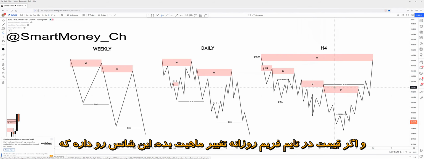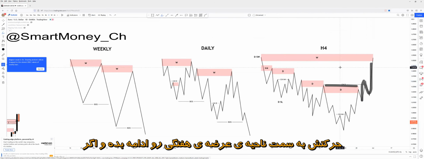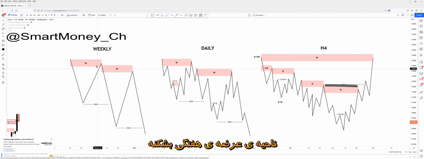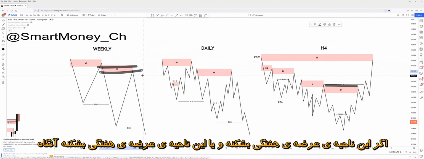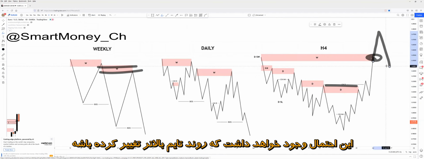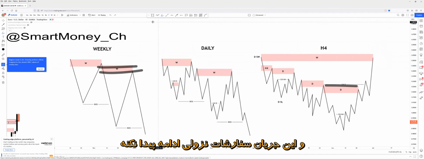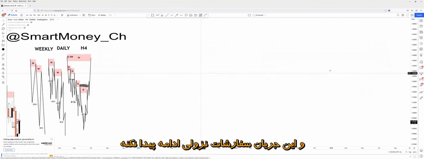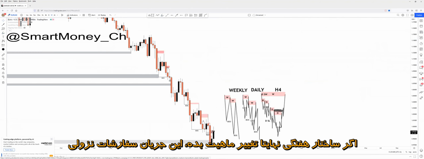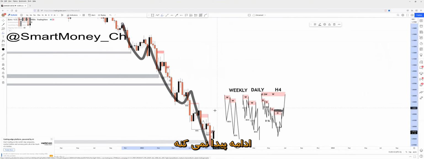And if price changes character on the daily chart, it has a chance to continue its way up to a weekly supply zone. And if that weekly supply zone breaks, then there's a chance that the higher time frame trend has really changed, and this bearish order flow will be discontinued. So this bearish order flow will be discontinued if the weekly finally changes character.